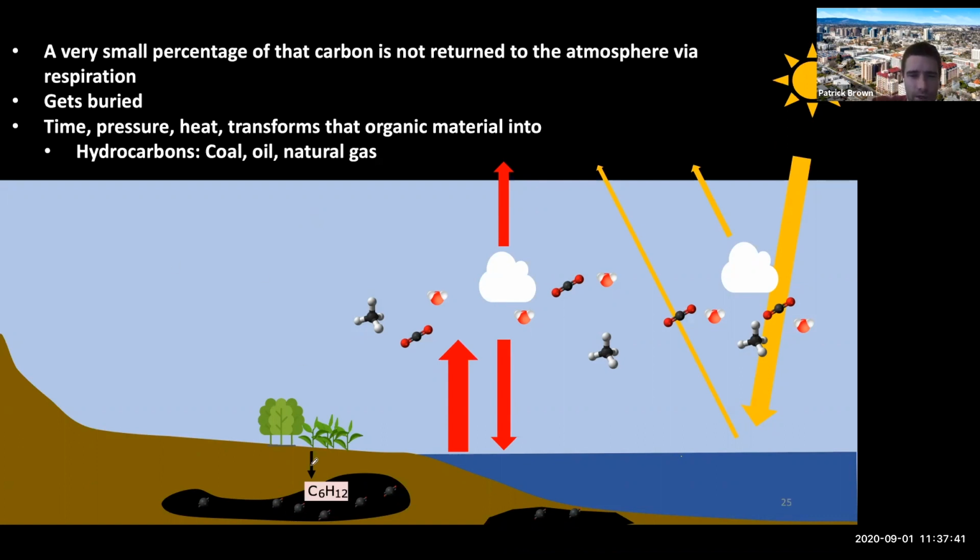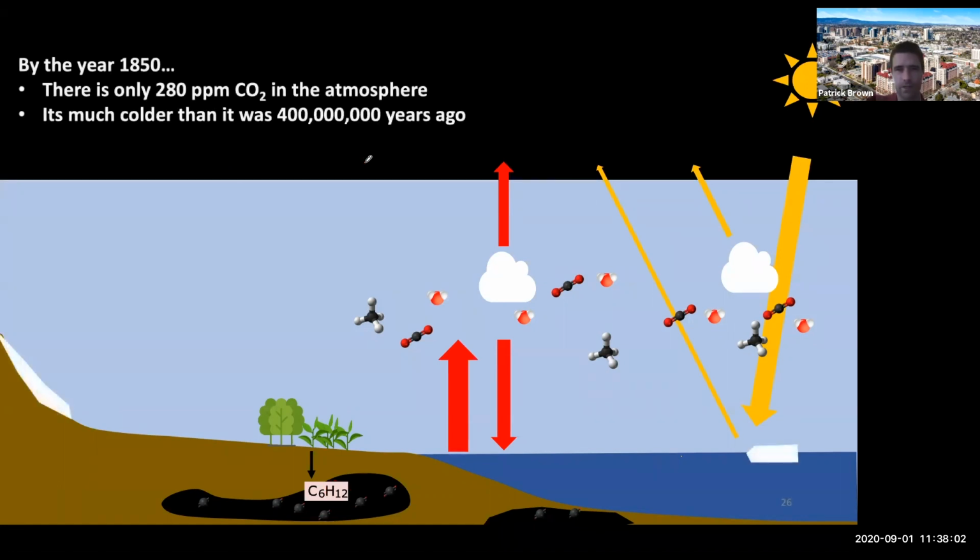And we call those hydrocarbons. So they lose their oxygen, but they still have their hydrogen. And so that's why they're called hydrocarbons. And these are our fossil fuels. Coal, oil, natural gas are just buried organic material, buried plants from hundreds of millions of years ago. And the carbon is then stored underground.